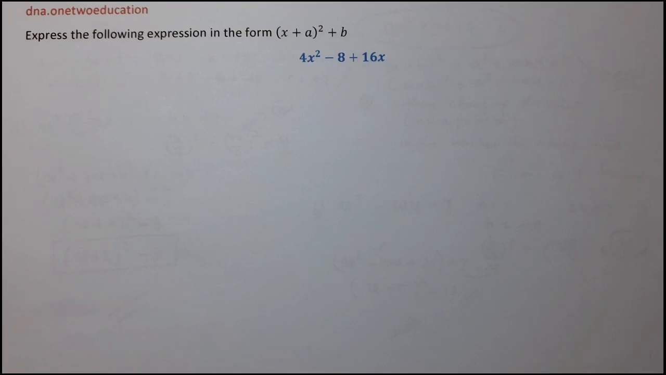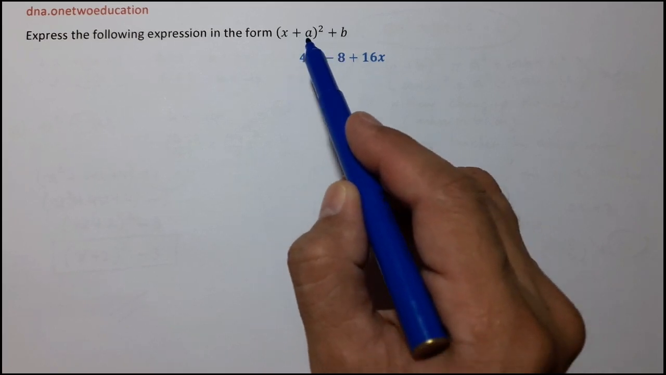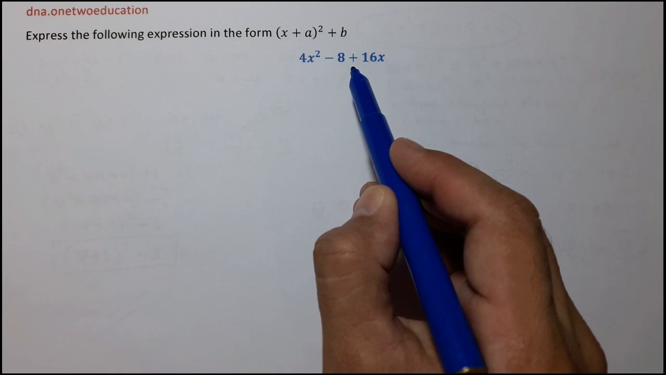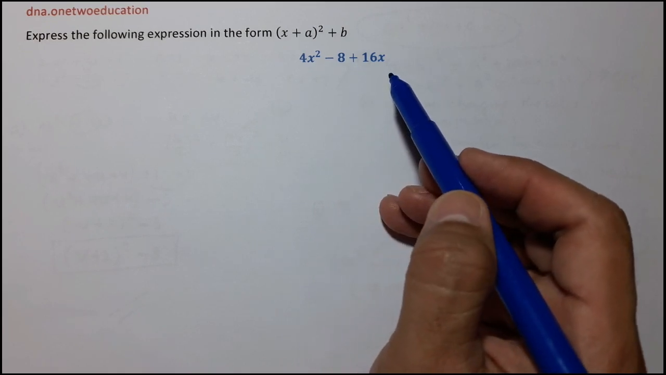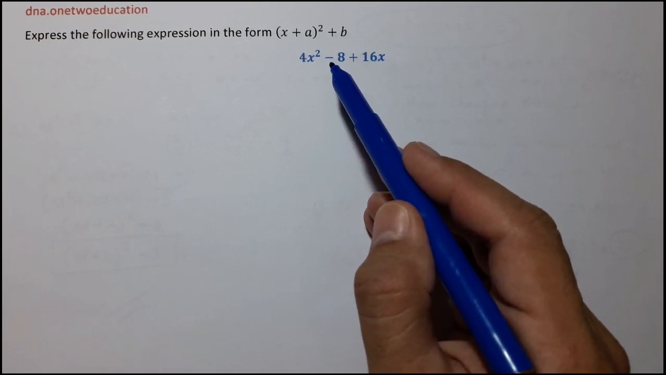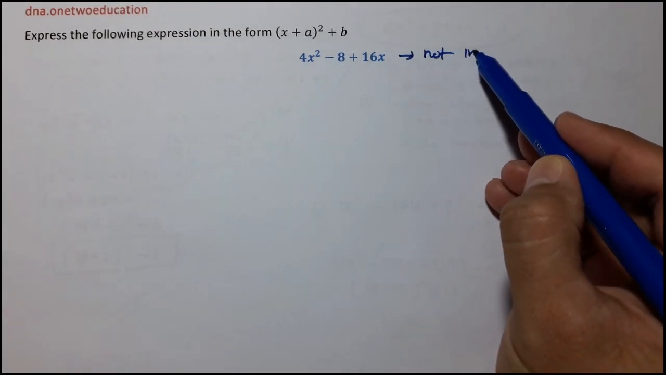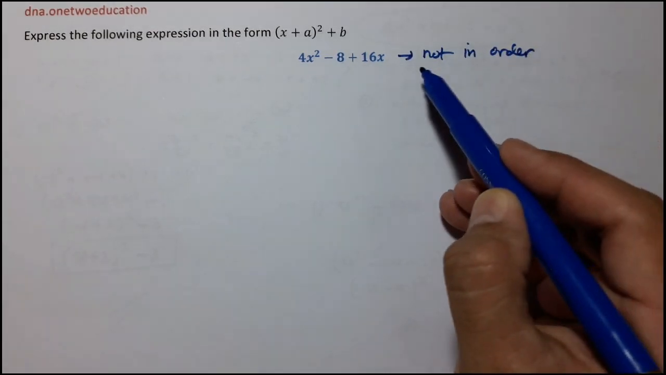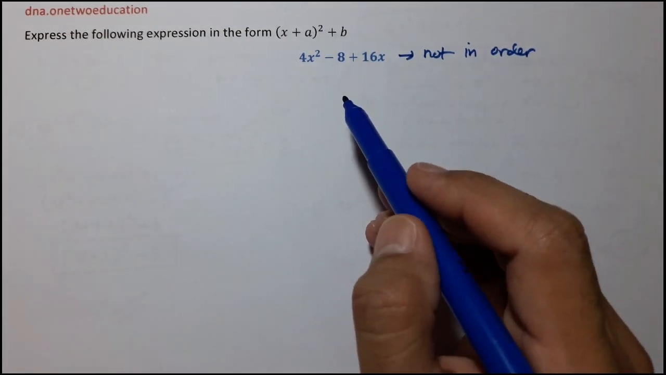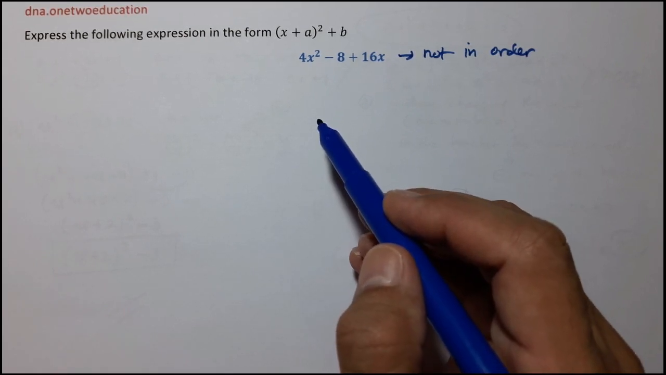Okay, so then we go to the next question. Express the following expression in the form (x + a)² + b. The question is 4x - 8 + 16x. Students, this expression is not in order. You have to rearrange the expression in order. Once again, please arrange this expression in order.